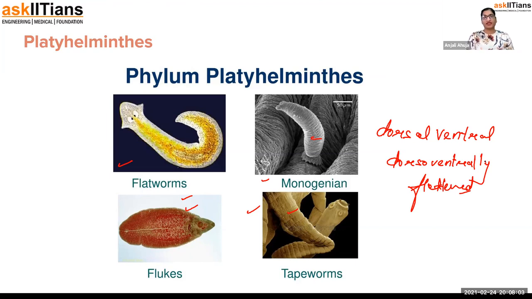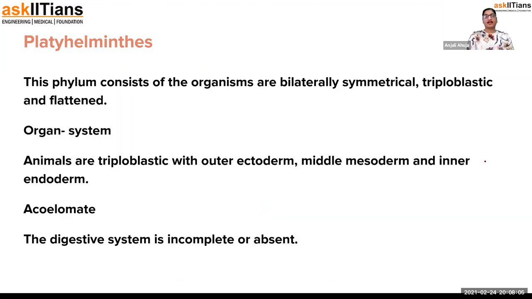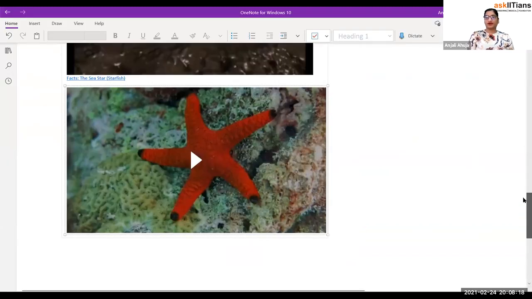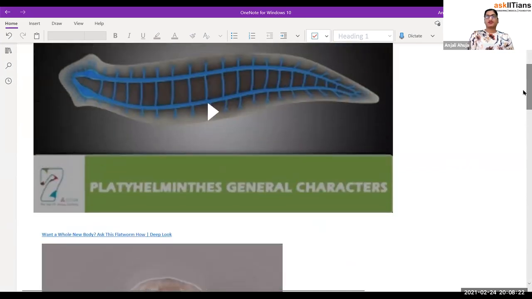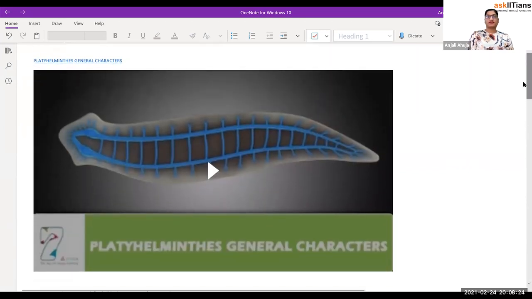Now there are more properties also. Regarding the properties, I will not explain them right now because I told you that I'm going to explain them with the help of a video. So let me share my screen and show you the video. Okay, so you have already seen that I have added so many videos here, but that's fine. Let's learn them. So first one is Platyhelminthes. Let's start learning about it.